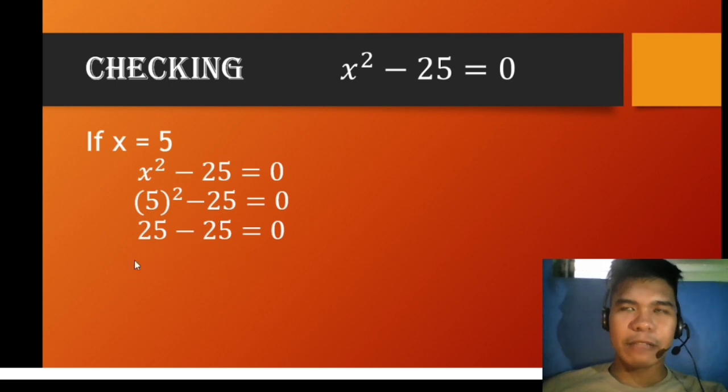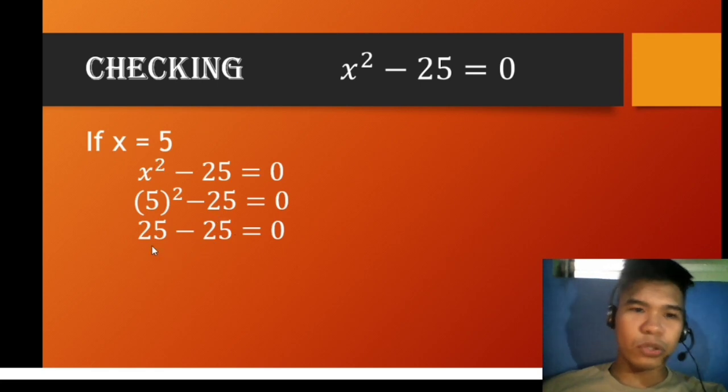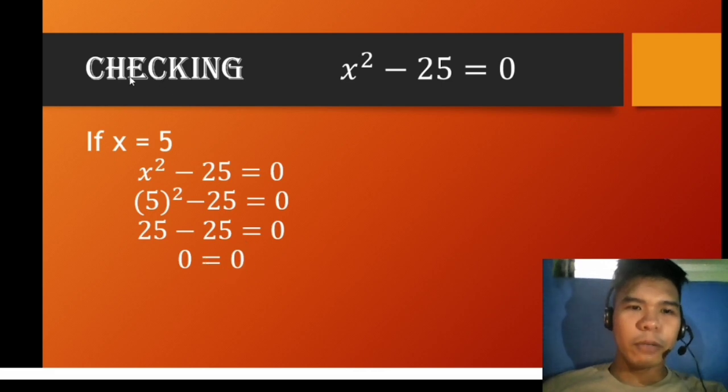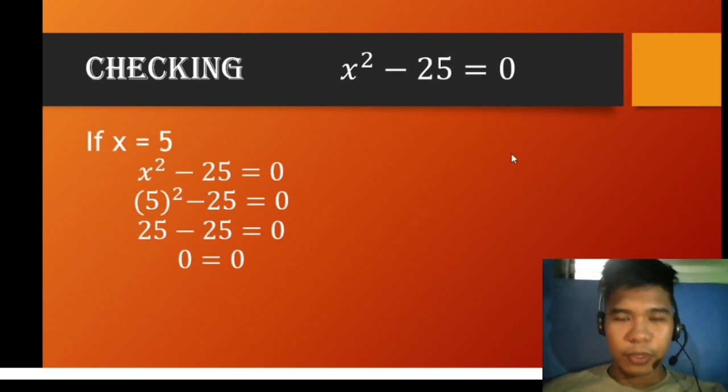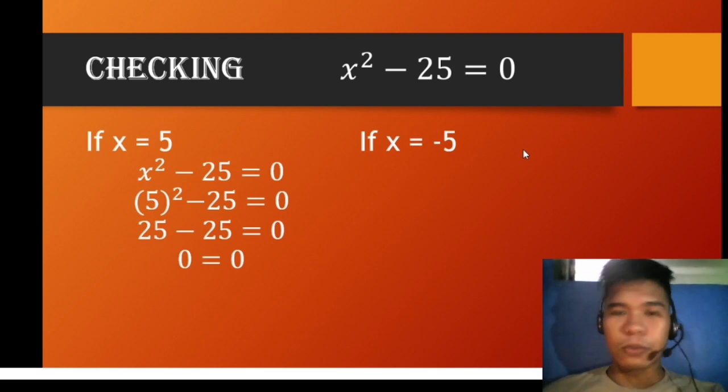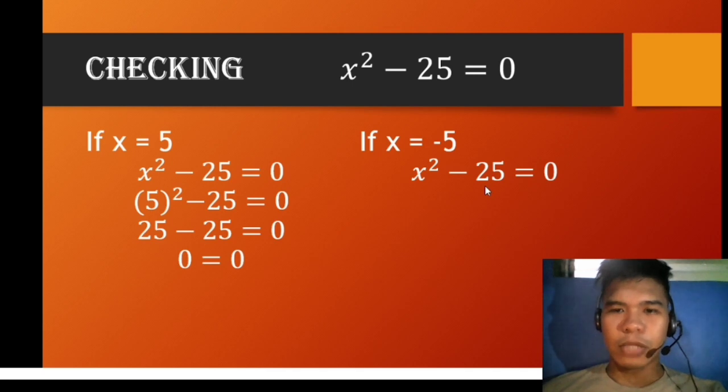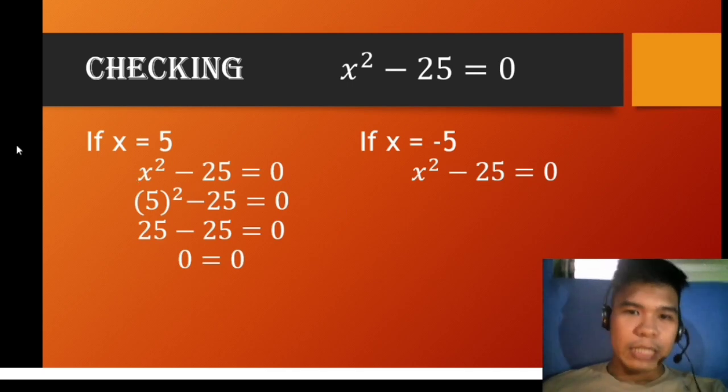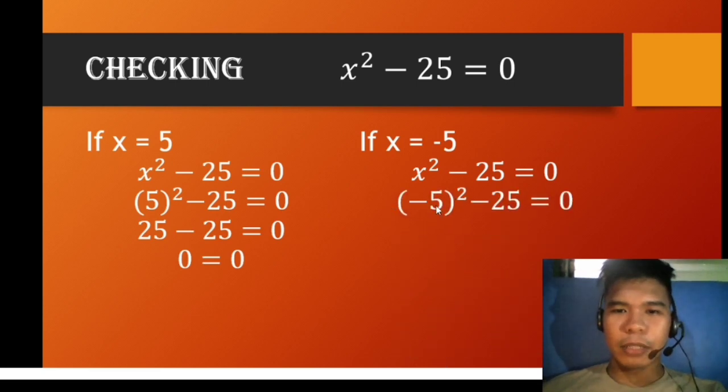If the left side and the right side of the equation became equal, then positive 5 satisfies the given equation. So therefore, positive 5 is a solution. 25 minus 25 is 0, equal to 0. So positive 5 is a correct solution. Let us now do the same process with x equal to negative 5. Again, we need to substitute negative 5 into the original equation, x squared minus 25 equal to 0. So that we have negative 5 quantity squared minus 25 equal to 0.